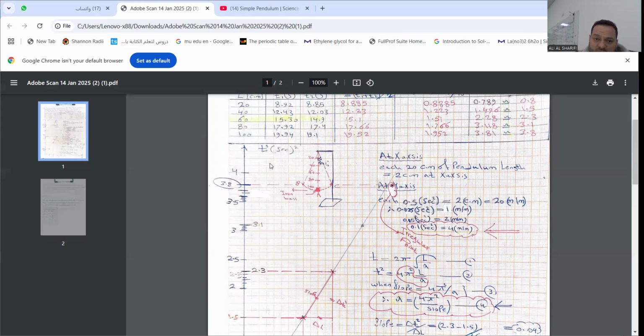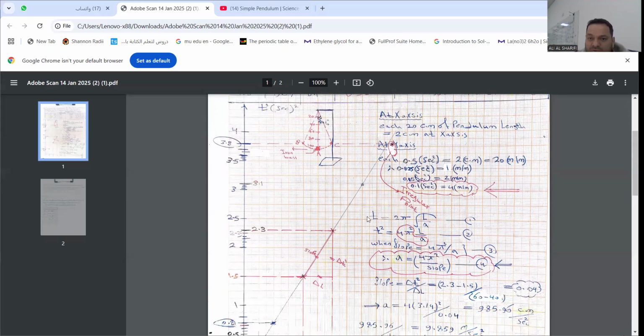When someone asks me why T squared, not T, it's because according to equation number one, T equals 2 pi times the square root of L, the length of the pendulum, divided by the acceleration. You can remove this root by squaring both sides of the equation, to get T squared equals 4 pi squared multiplied by length divided by acceleration. And according to the red pen, the slope equals 4 pi squared divided by the acceleration.